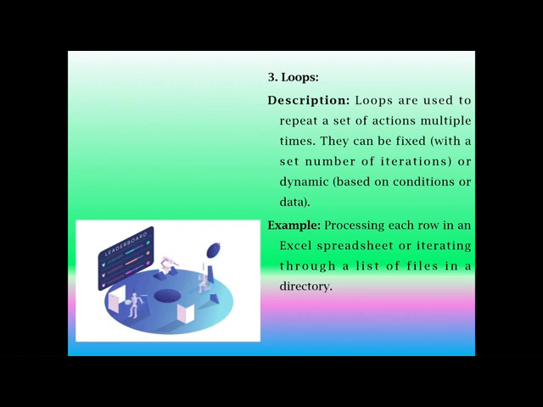The next key constructive component is loops. Loops are used to repeat a set of actions multiple times. They can be fixed, that means with a set number of iterations, or dynamic, based on conditions or data. So in general, loops mean the same action will be repeated a number of times. For example, processing each row: suppose we have a collection of data in an Excel sheet, and for finding the average, each row of data has to be taken every time. We find the average for row 1, row 2, row 3, and in those cases we use this concept, namely loops.